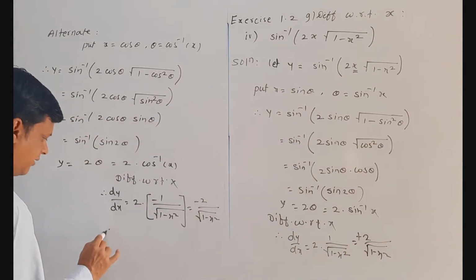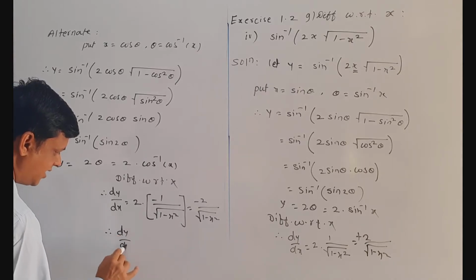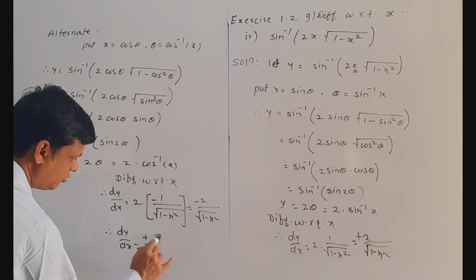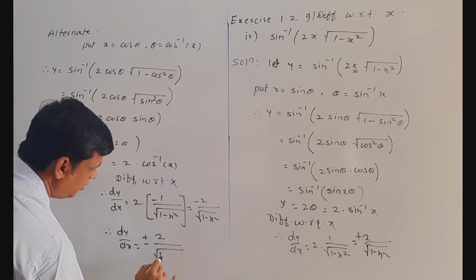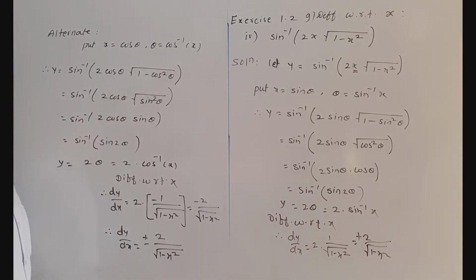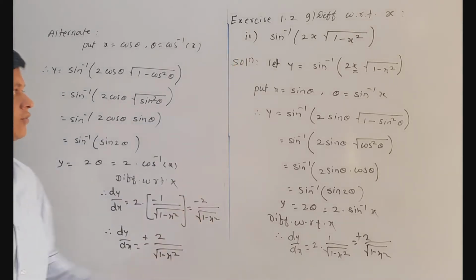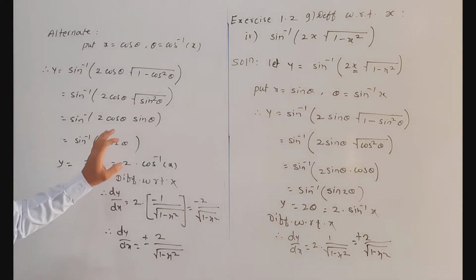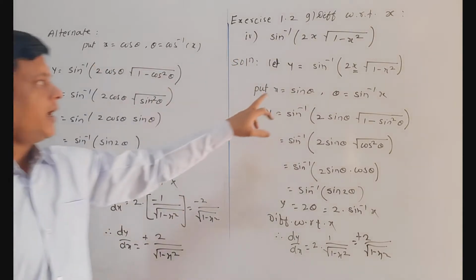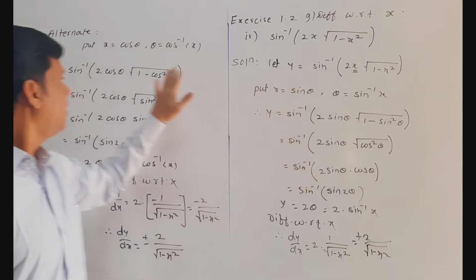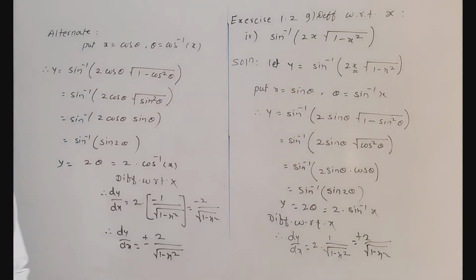So we write the derivative of the given function as dy by dx is equal to plus or minus 2 upon under root 1 minus x square. So in this way you have to solve sub question 4 by using the identity and by substitution x equals sin theta or x equals cos theta.